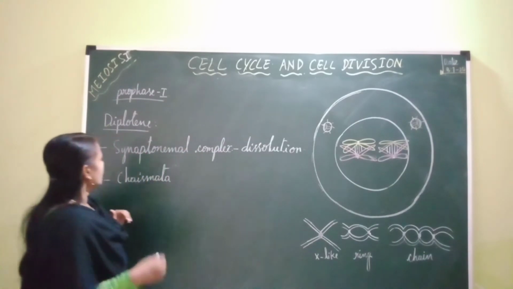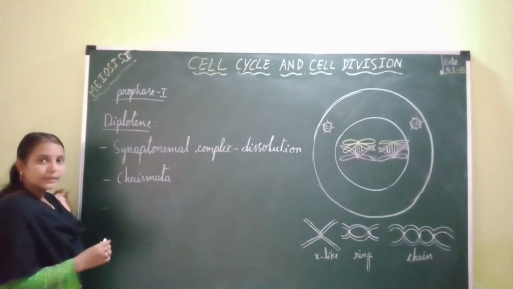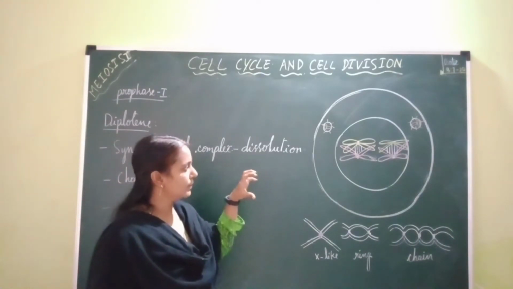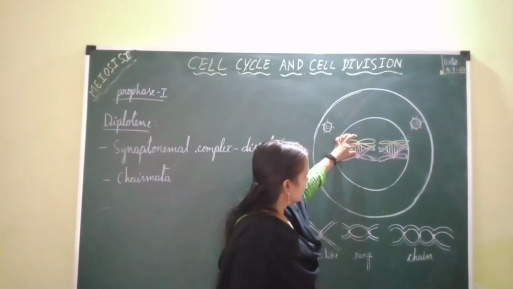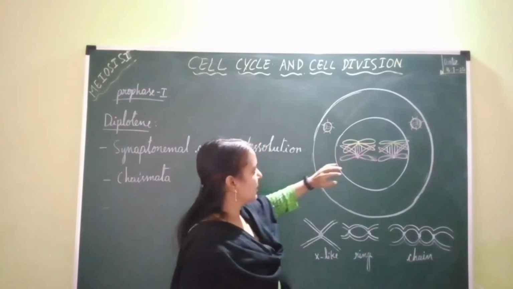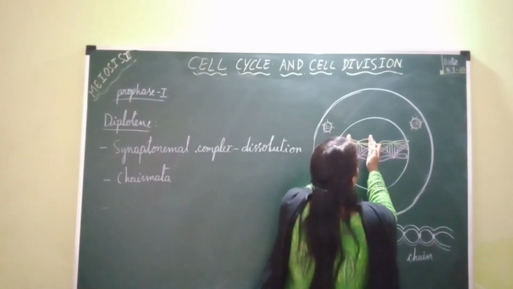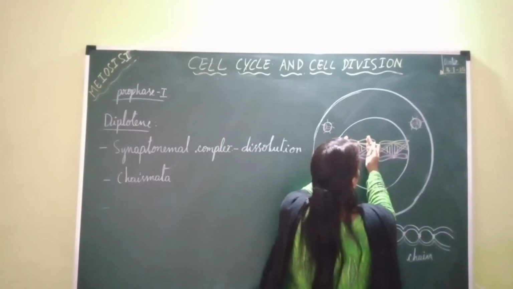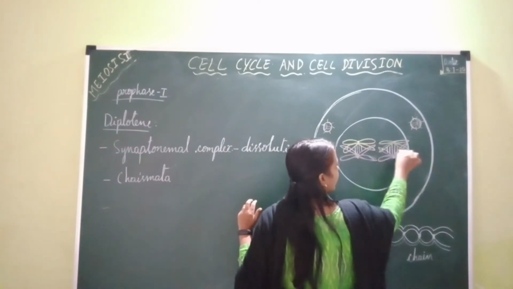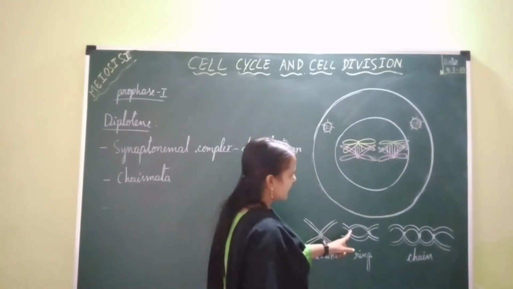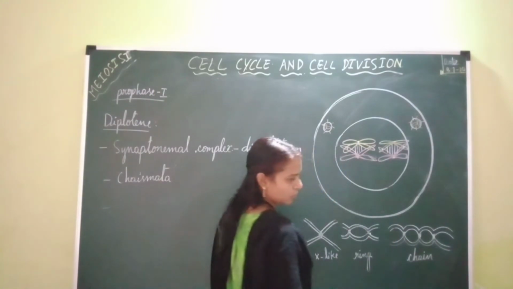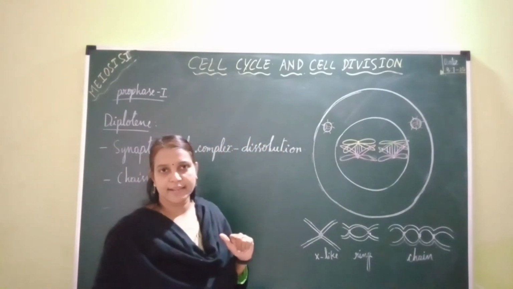Okay, so during this Diplotene stage, after dissolution of this synaptonemal complex, both of these chromosomes tend to separate and get separated also, except at the point of crossing over, that is chiasmata. Now these chiasmata start undergoing terminalization. That means at this point chiasmata are present, at this point chiasmata are present, at this point chiasmata are present, and they start moving towards the ends of the chromosomes. That is called terminalization of chiasmata.